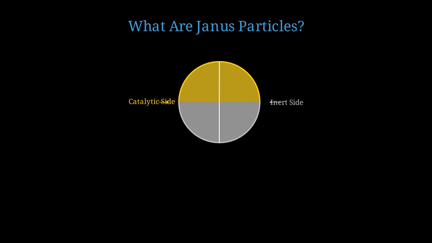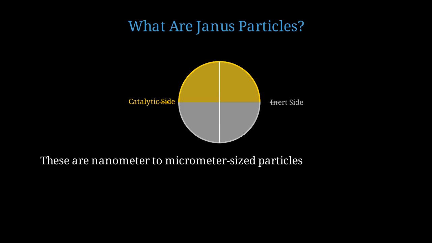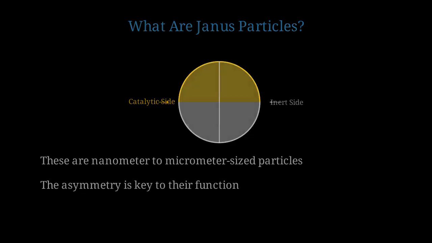One side might be catalytic, covered with platinum or gold, while the other side is inert. These particles are typically in the nanometer to micrometer size range, making them true colloidal systems. The key to their remarkable behavior is this asymmetry. The two faces give the particle a direction, a polarity that breaks the symmetry of their environment.